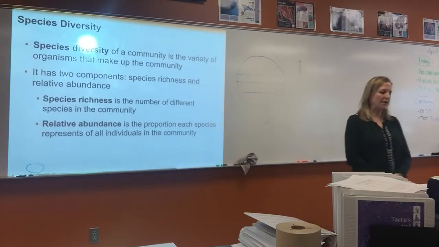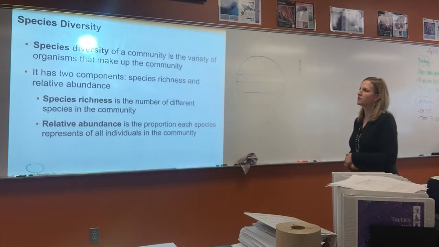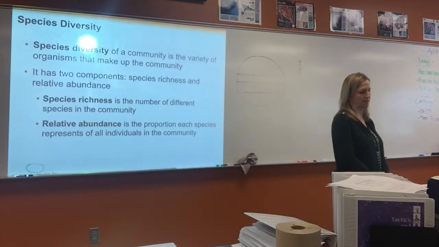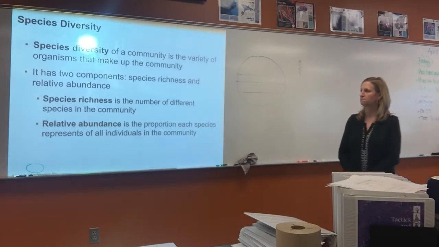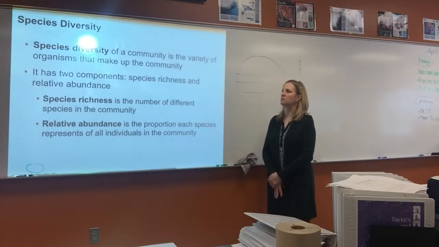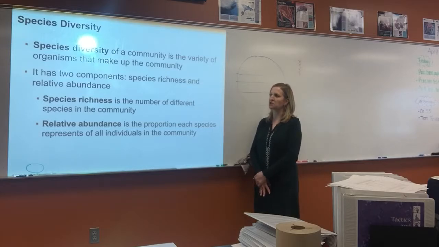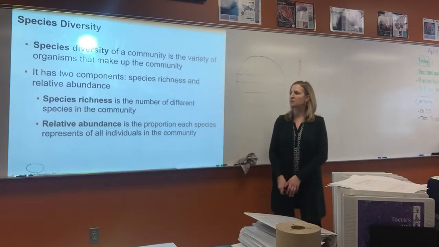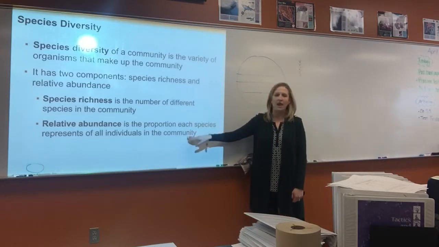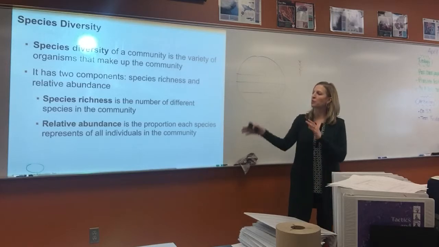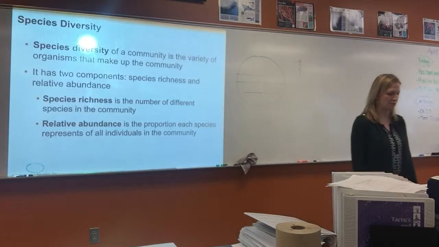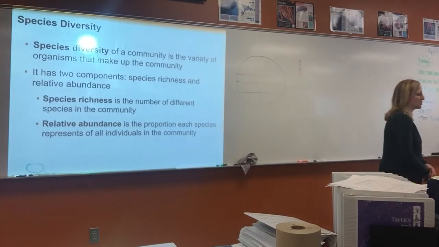All right, so by definition, species diversity is the variety of organisms that make up the community. So how many different types of organisms? And it has two components that go into this, what we call species richness and relative abundance. Species richness is the number of different species in the community. And relative abundance is the proportion each species represents of the total community as a whole. So kind of like the percentage. Percentage is kind of like a proportion.